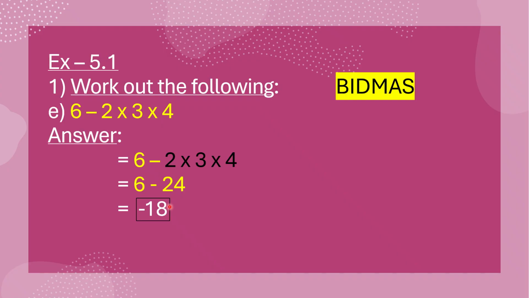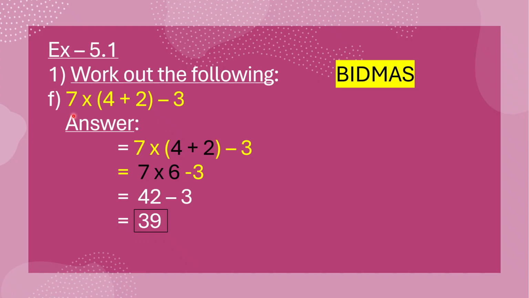So 6 minus 24. Here we are using the integer concept. Okay, so one is the positive number, one is the negative number. If we have two different symbols, what we have to do? We have to do the subtraction. So 24 minus 6 is 18. Now bigger number is what? It's 24. 24 has what symbol? It's a minus. So minus 18 is our answer.